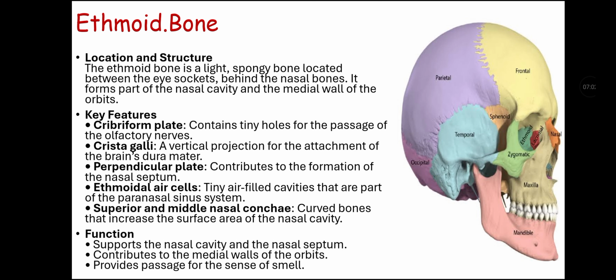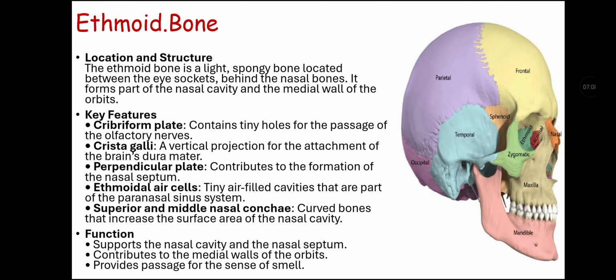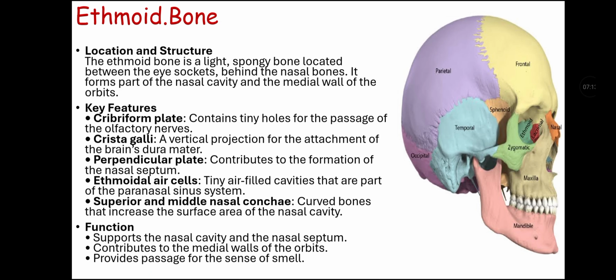Functions of the ethmoid bone include: first, it supports the nasal cavity and nasal septum. Second, it contributes to the medial wall of the orbits. Third, it provides passage for the sense of smell.